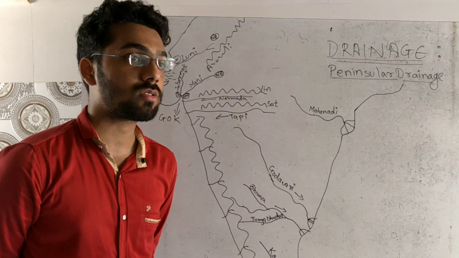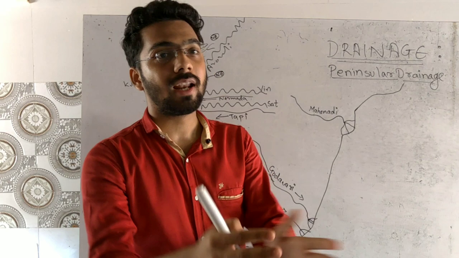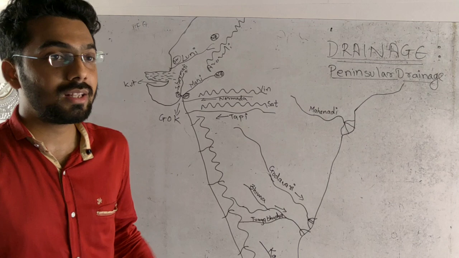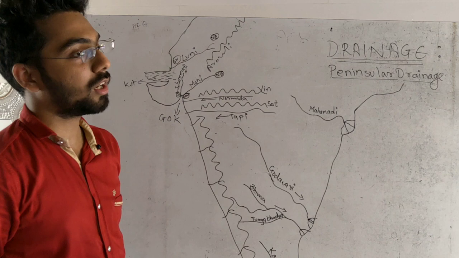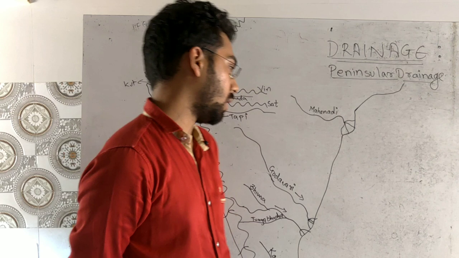So Narmada and Tapi flow through the rift valley of Vindhya and Satpura. Rift valley means there are two mountains side by side, and between the two mountains the river flows, making a huge gorge. Understood, everybody? So this is how the Narmada and Tapi move through the rift valley of Vindhya and Satpura. As we can understand, there is the Western Ghat over here.